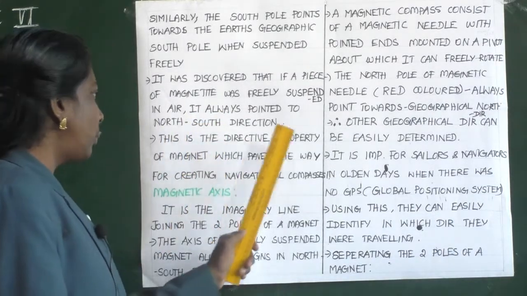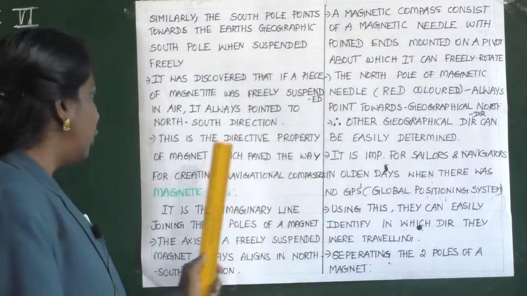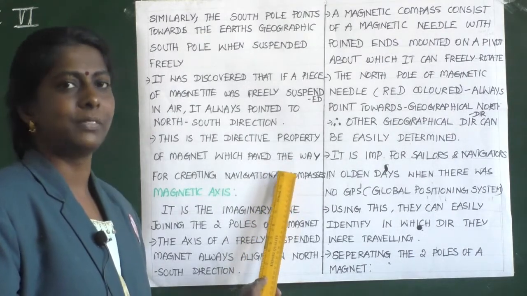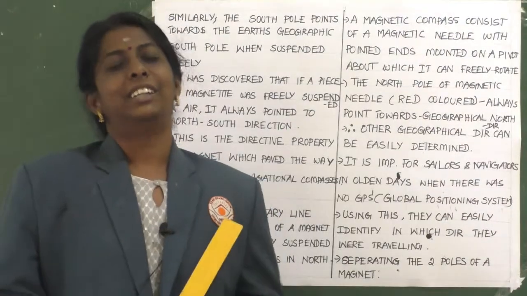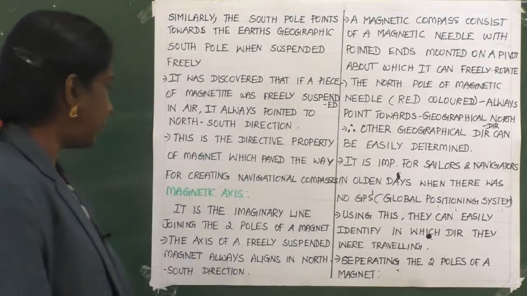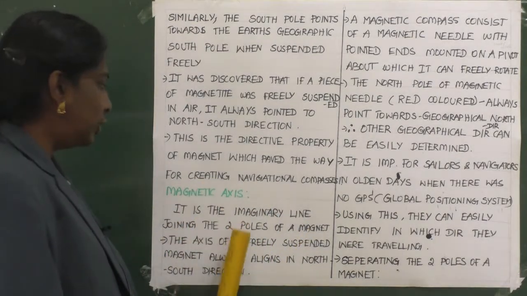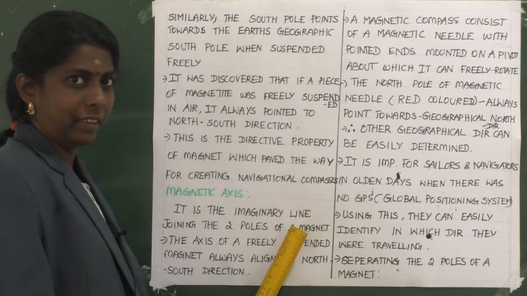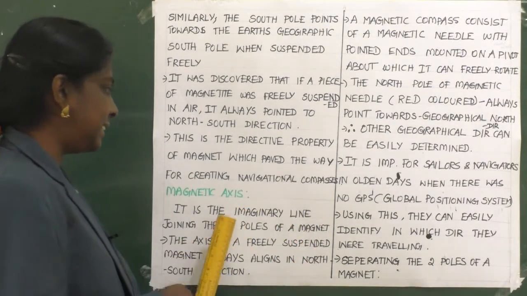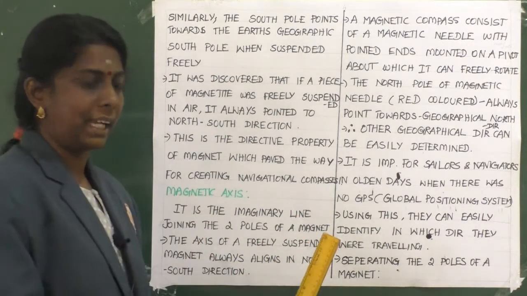This is the directive property of the magnet which paved the way for creating navigational compasses. Clear? Yes. Children, now let us learn about magnetic axis. It is the imaginary line joining the two poles of magnet. Just now we saw the picture, is it not? So, what is that? It is the imaginary line joining the two poles of magnet.